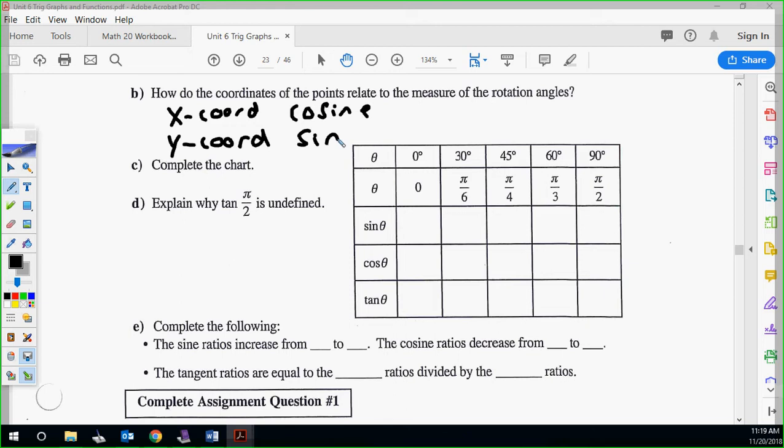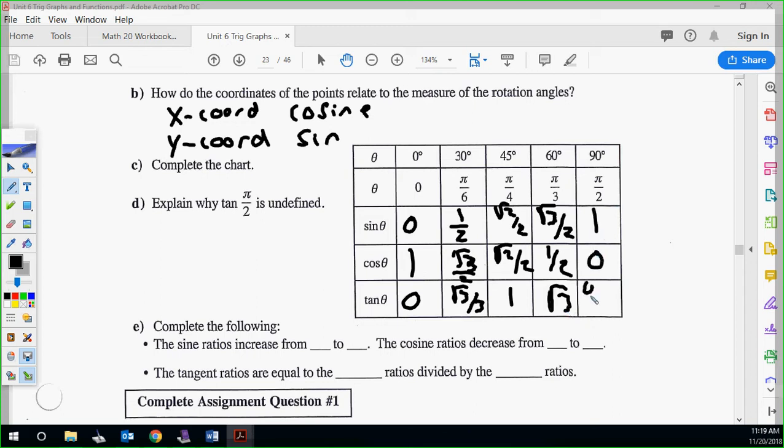So the chart we have sine theta. We have this one, we know it was 0 at 0 because the y is not going anywhere. Cosine's 1. Tangent 0 because we can do 0 over 1. Pi over 6. Your sine ratio for pi over 6 was 1/2. Your cosine was root 3 over 2. And then your tangent was root 3 over 3. We already wrote these out, so just kind of being repetitive a bit. Pi over 4 is the same. Pi over 3 is the flip of pi over 6. And pi over 2 is 1 for y, 0, undefined. Can't divide by 0. So there's no tangent ratio at 90 degrees.